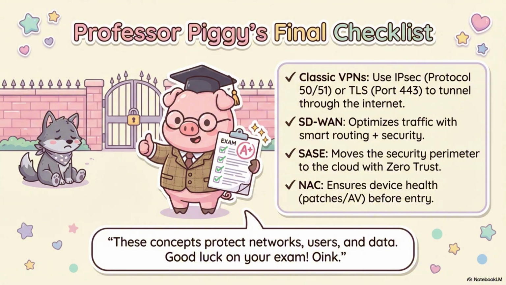For SY0-701, Domain 3.2, remember, classic VPNs use IPsec/TLS tunnels. SD-WAN optimizes WAN with smart routing plus security. SASE delivers it all from the cloud with zero trust elements. These concepts protect networks, users, and data while keeping the wolf permanently locked outside the fence.